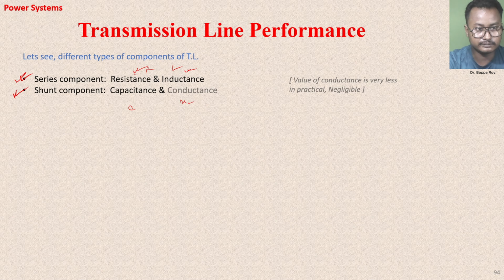Okay, series components are resistance and inductance, but shunt components are capacitance and conductance. And conductance, as you can see here, the value of conductance is very small in practice and it is negligible. So in practice, the conductance value is very small, so we can neglect it.